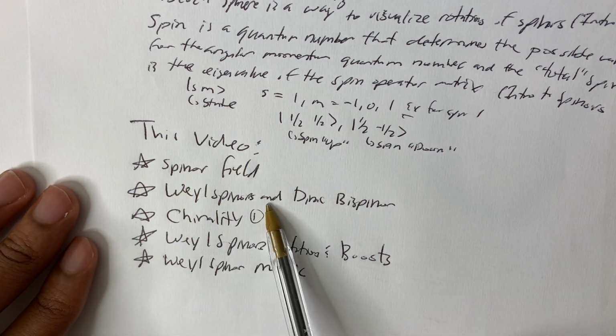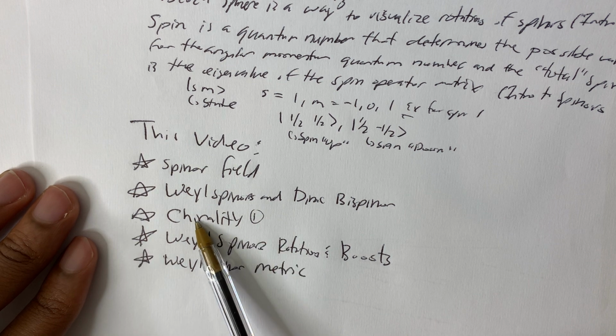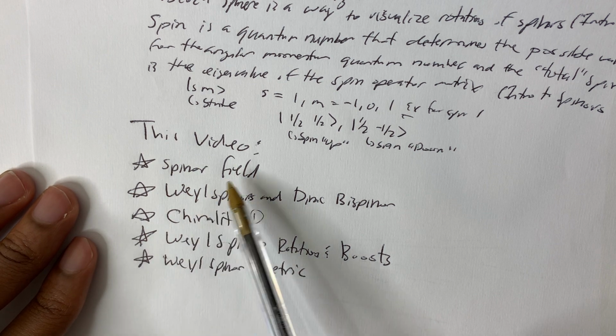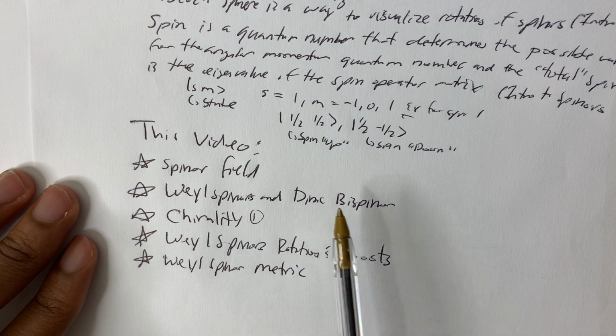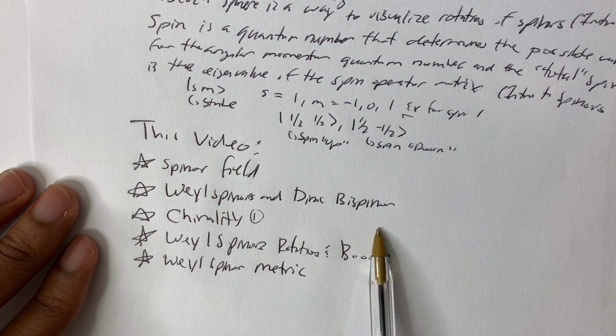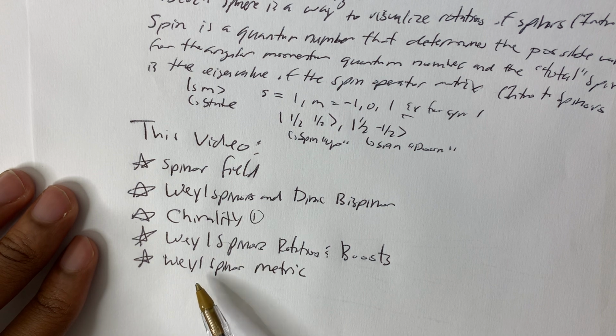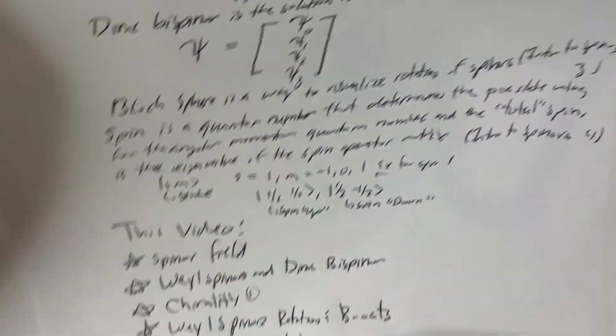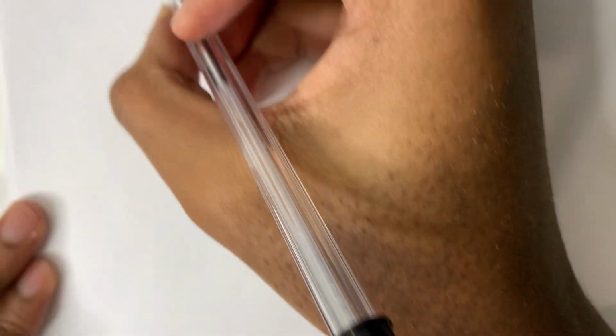First, we're going to talk about chirality, and then I think we're going to talk about spinor fields, then the Weyl spinors and the Dirac bispinor, then Weyl spinor rotation and boost, and then finally the Weyl spinor metric. So let's actually begin. Okay, so what is chirality?